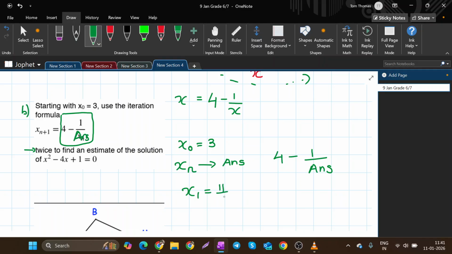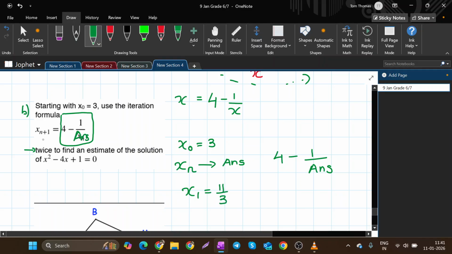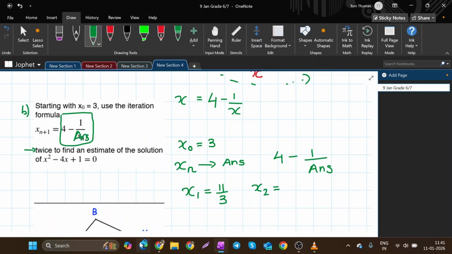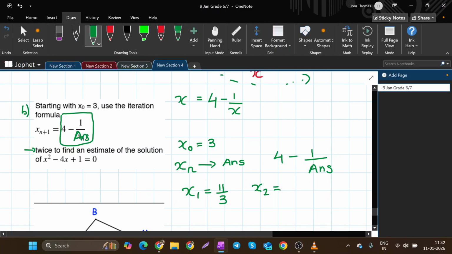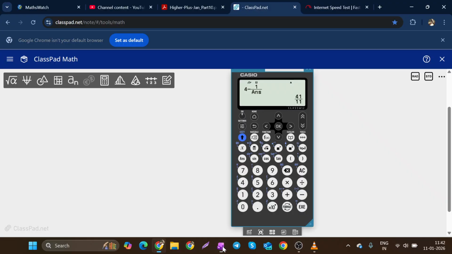would be x1. Now it says use this twice, so I'm going to find one more value. I don't have to do anything. All I have to do is just press the equals button once more. There you go. I get the next value, which is 41 over 11. So let's write that down. 41 over 11. Now let's say you wanted to get this in decimals. So you click on format, change that to decimal, and then there you go. You can get your answer to 3 significant figures, 2 decimal places, whichever the question is asking you to do.